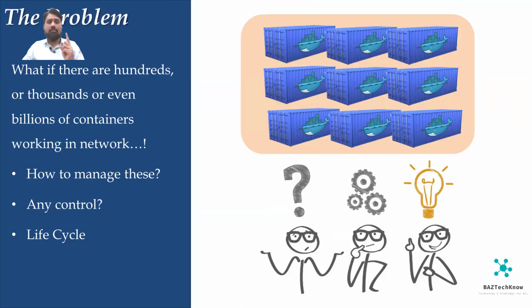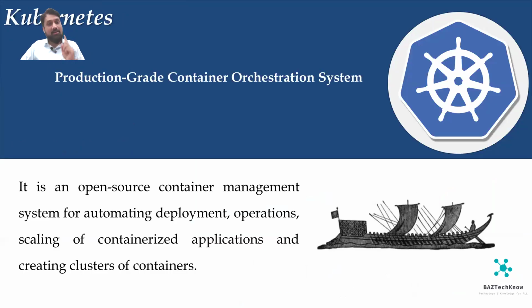But there's a problem, let me tell you. When the number of containers grows, as we have the recent example of Google, with 2 billion containers running per week, that is a huge number. So the problem comes in: how to manage these containers, how to make them reliable, how to control them. Then comes the giant, Kubernetes.